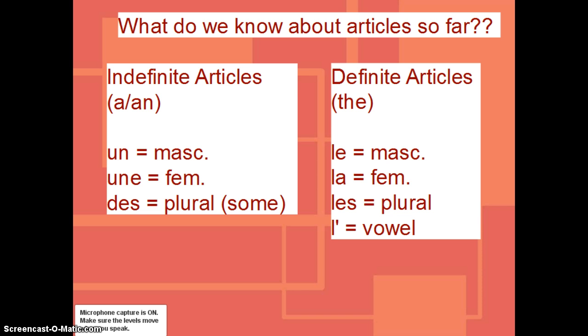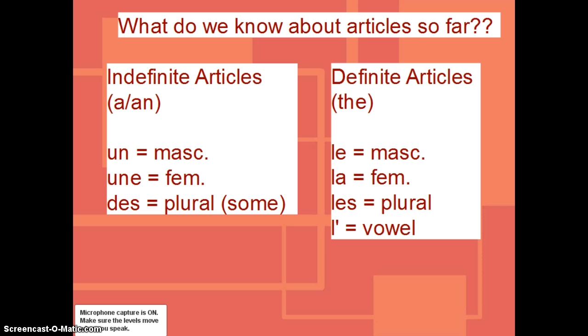The word le is the masculine form for definite articles, meaning it's the word the for something that is masculine, like the book, le livre. Again, no rhyme or reason as to why book is masculine. It's just always been that way in the French language. The word la is the word the for feminine items. So if you have something like the chair, it's la chaise. Again, no rhyme or reason to why chair is feminine.